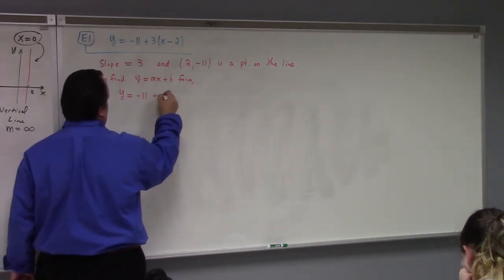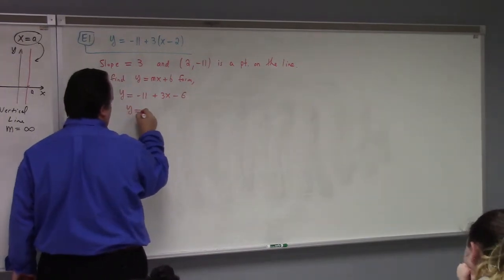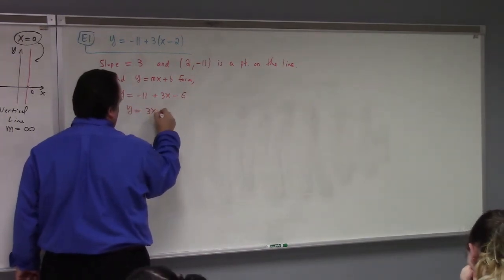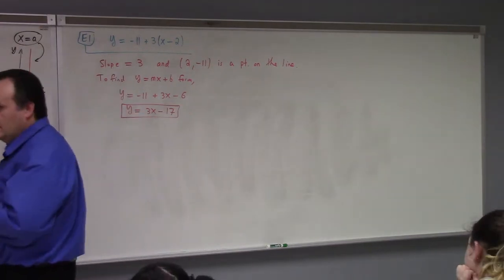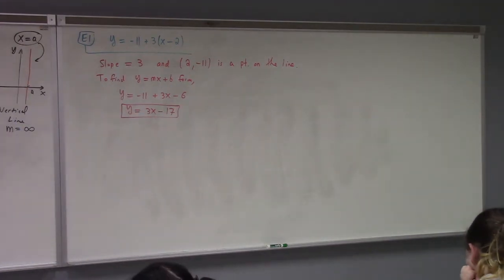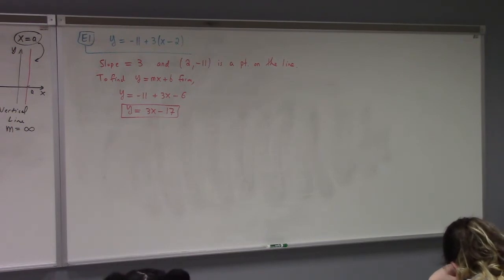Algebra, right? So plus 3x minus 6, which gives us y equals 3x minus 17. So there you go. There's the so-called slope-intercept form of the line, right? So to get from point slope to slope-intercept, you just multiply it out and collect terms. Yeah? What does the graph look like of this thing?